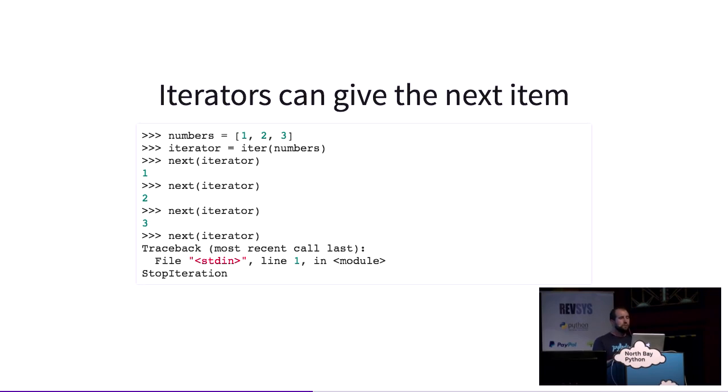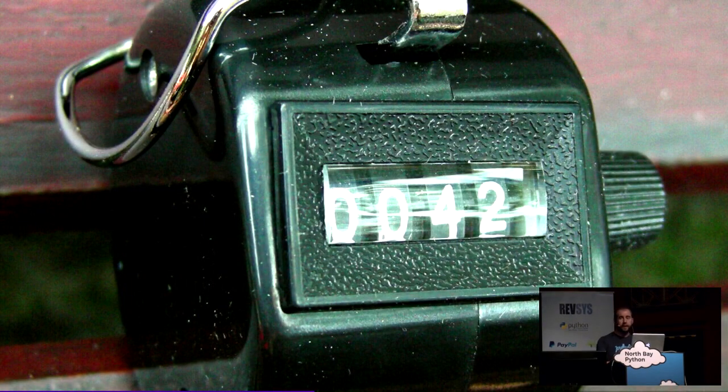So you can think of iterators as kind of like one-directional tally counters, except that they don't have a reset button. They keep track of where they are as you ask them for their next item, but they can only go in one direction, and they cannot be reset. They're one-directional tally counters without a reset button. This is what an iterator is in Python.